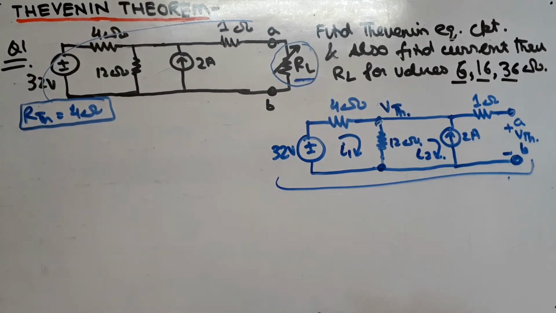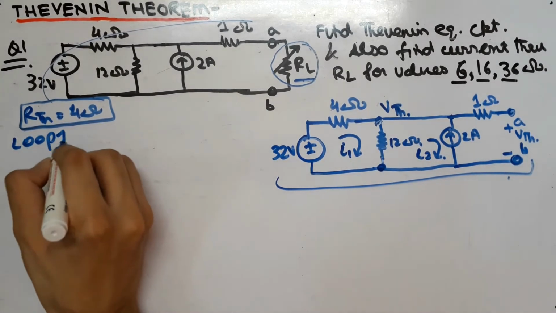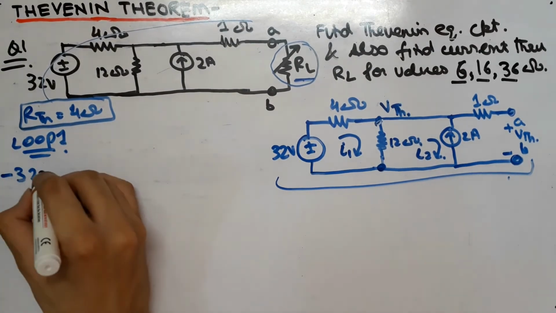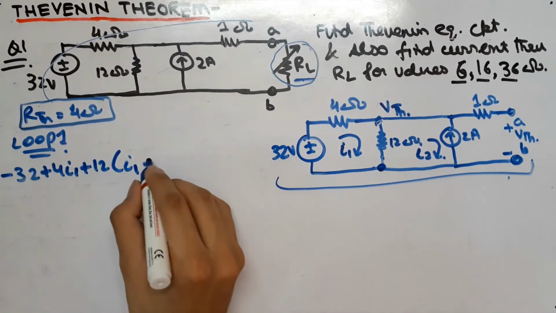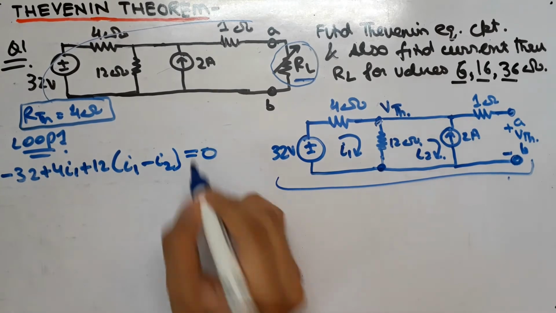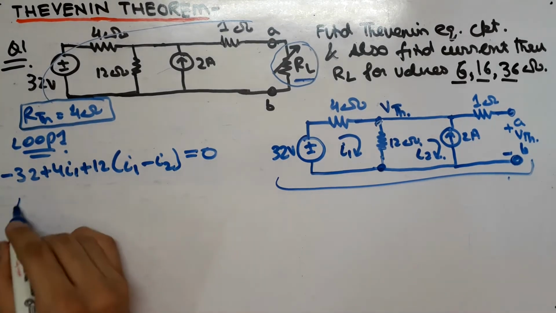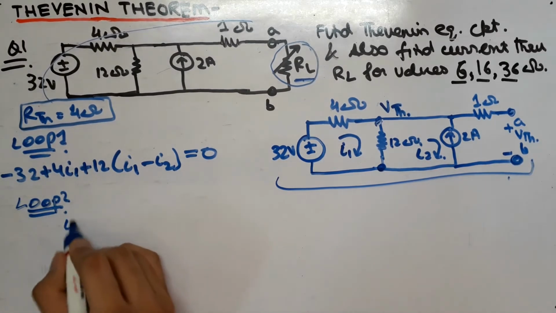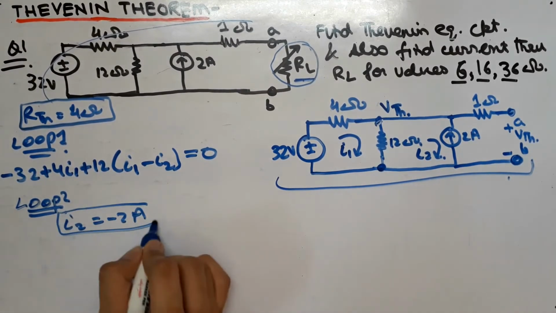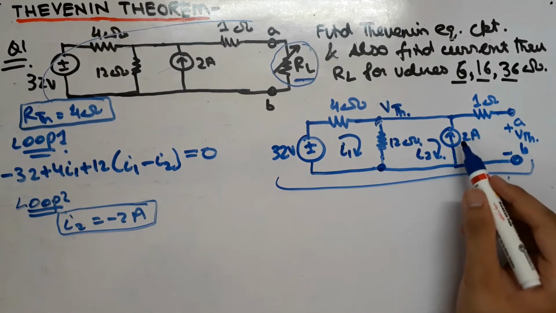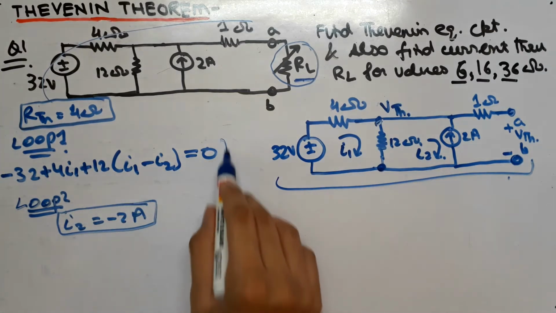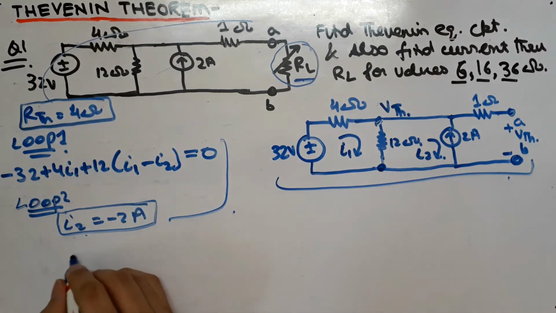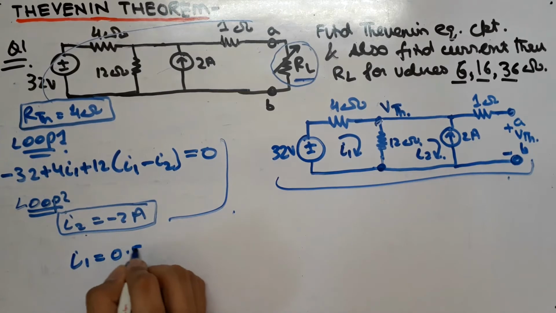Now we are going to apply mesh analysis in loop 1. That is, from loop 1 we will get minus 32 plus 4I1 plus 12 into (I1 minus I2) equal to 0. We got this from loop 1. Now from loop 2 we can easily see that the value of I2 will be equal to minus 2 ampere. That is because I2 and the 2 ampere source are flowing in opposite directions. That is why I2 is equal to minus 2 ampere. Now we will solve for I1 using these two equations. That is, we will put the value of I2 over here, and we will get the value of I1 to be 0.5 ampere.